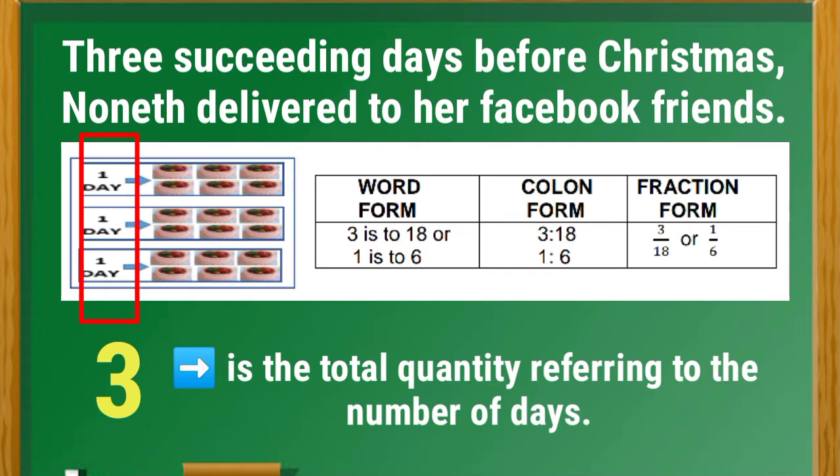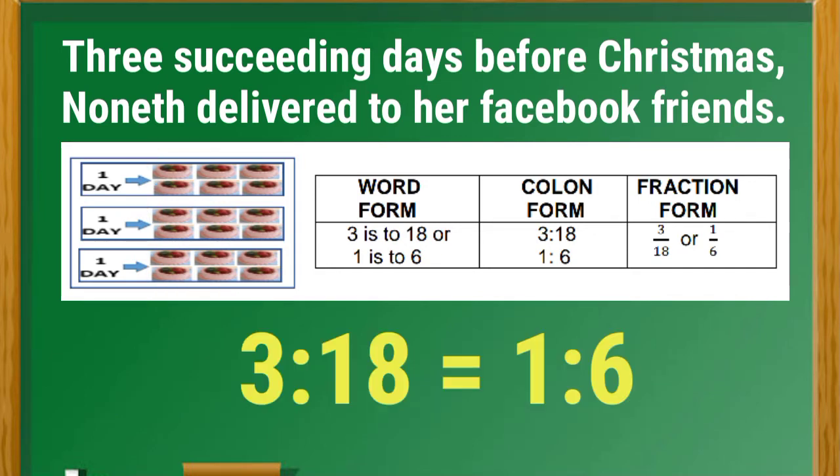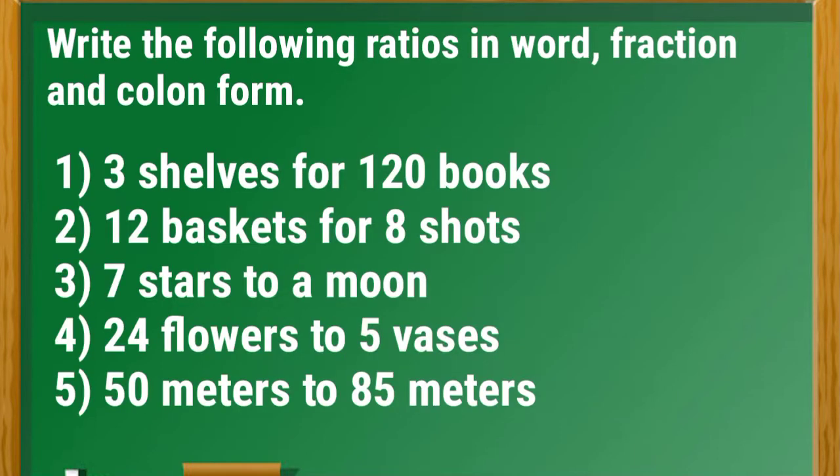3 here is the quantity referring to the number of days. 18 is the quantity referring to the number of cakes delivered. It can also be written in simplest form as 1 is to 6. So let's have some exercises. Write the following ratios in word, fraction, and column form.